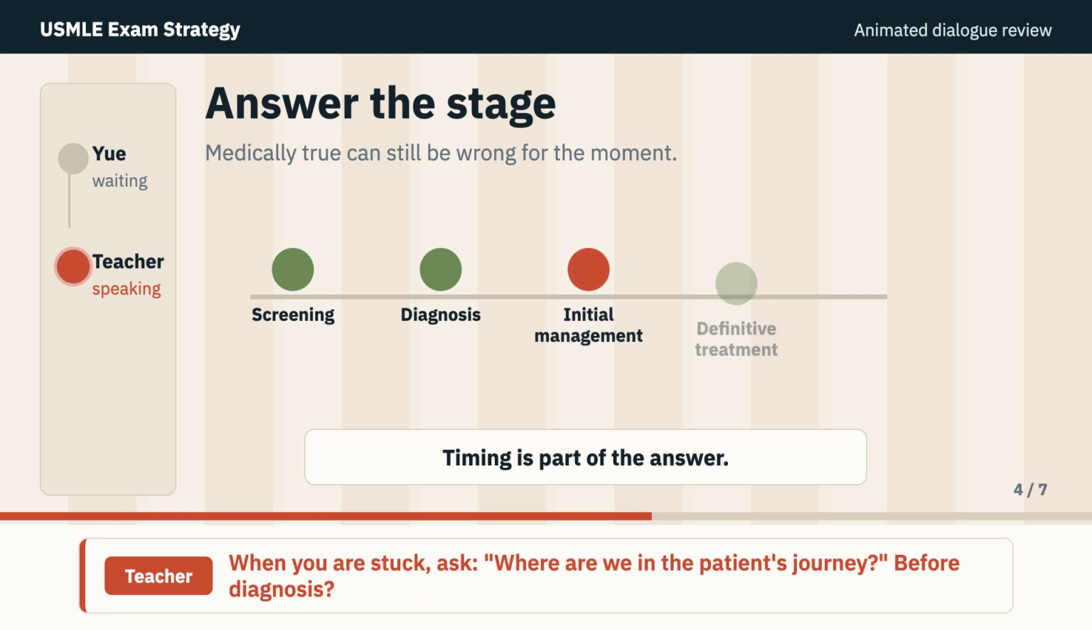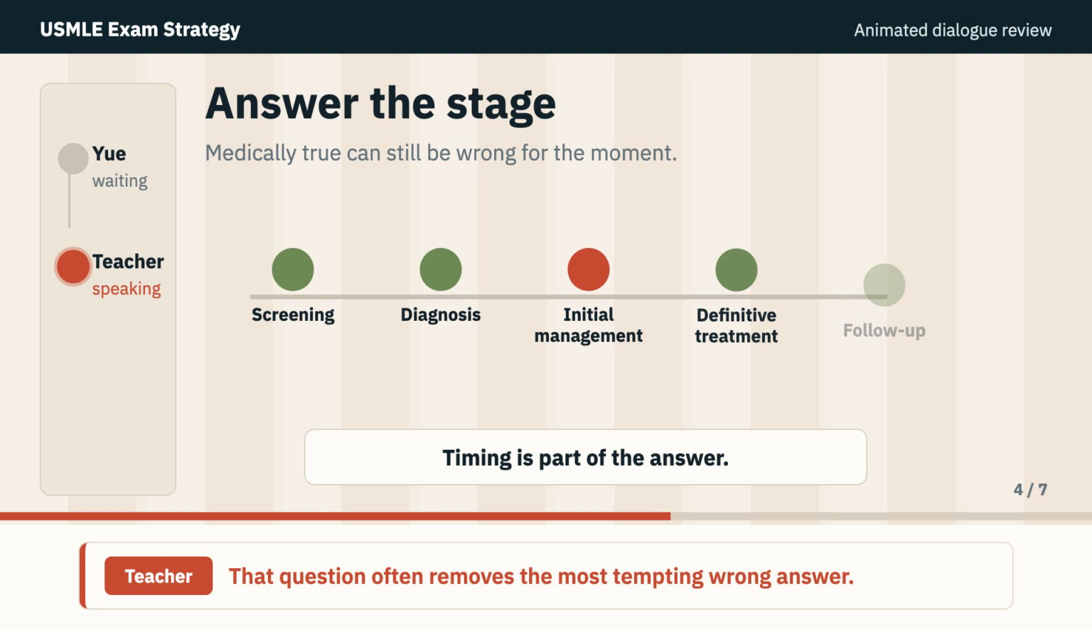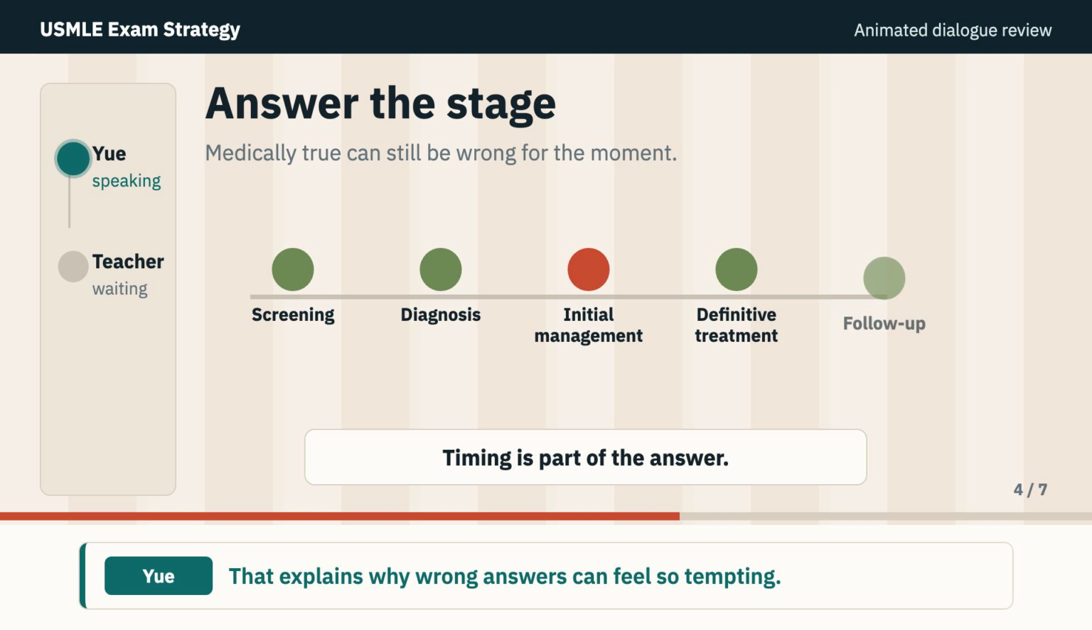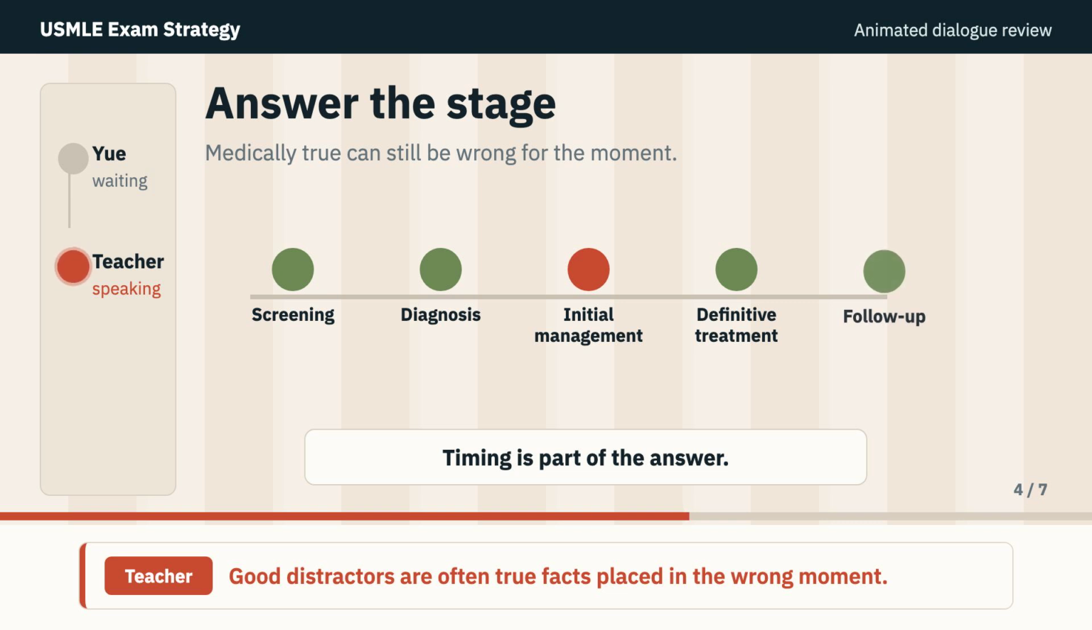When you are stuck, ask, where are we in the patient's journey? Before diagnosis, immediately after diagnosis, after initial treatment, during follow-up, during counseling. That question often removes the most tempting wrong answer. That explains why wrong answers can feel so tempting. Exactly. Good distractors are often true facts placed in the wrong moment.